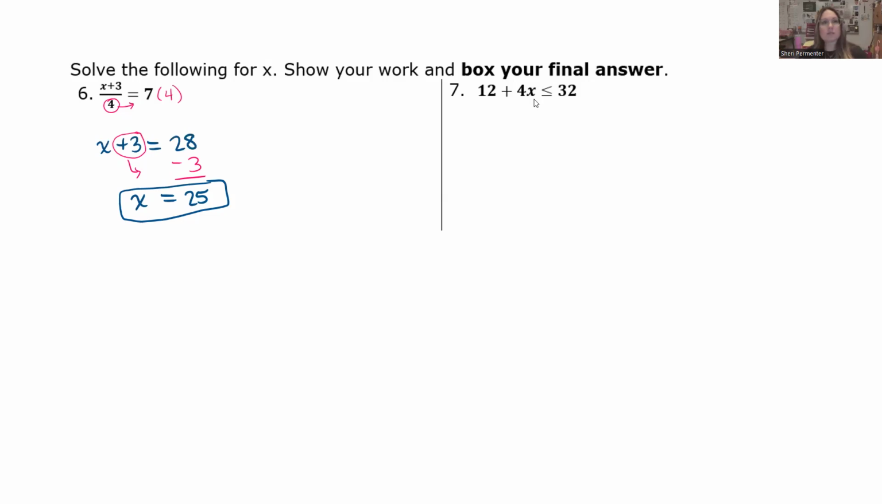So those are two things we have to keep in mind. Other than that, it solves just like an equation. So what should I do first? This is a two-step equation. Your quiz will be just like this, a two-step equation.